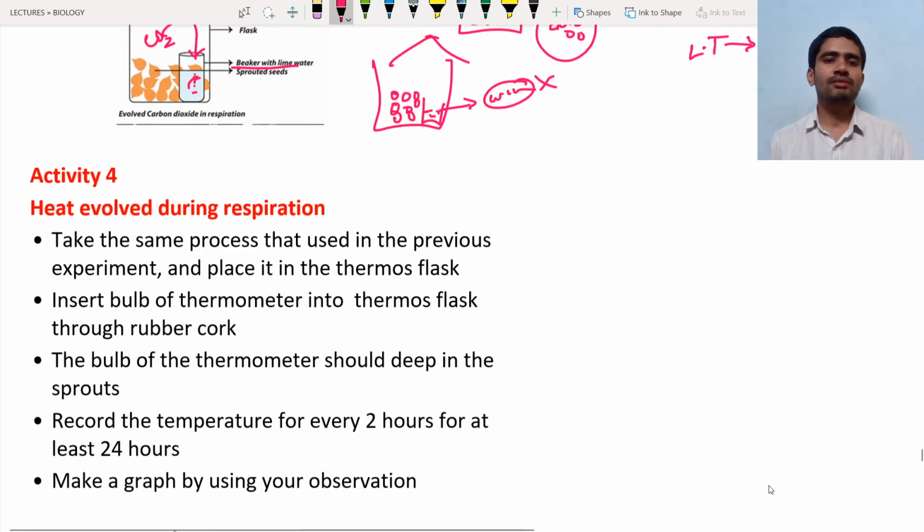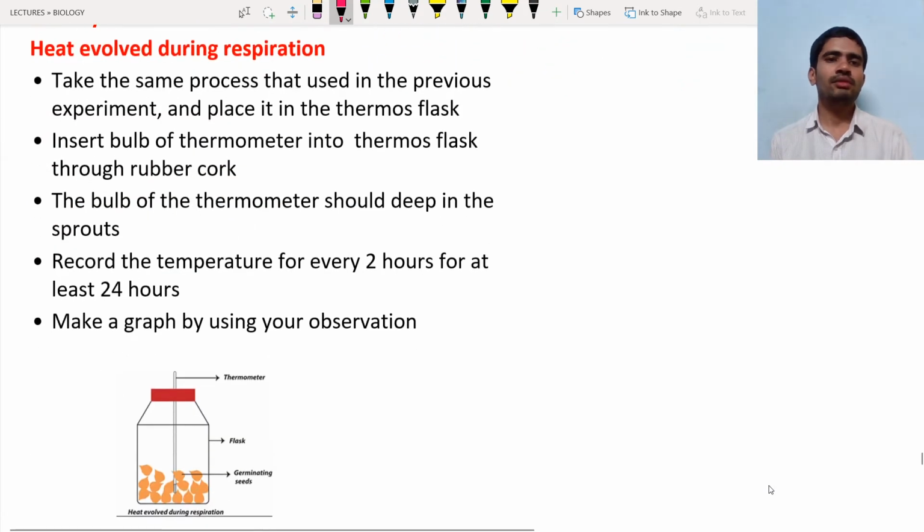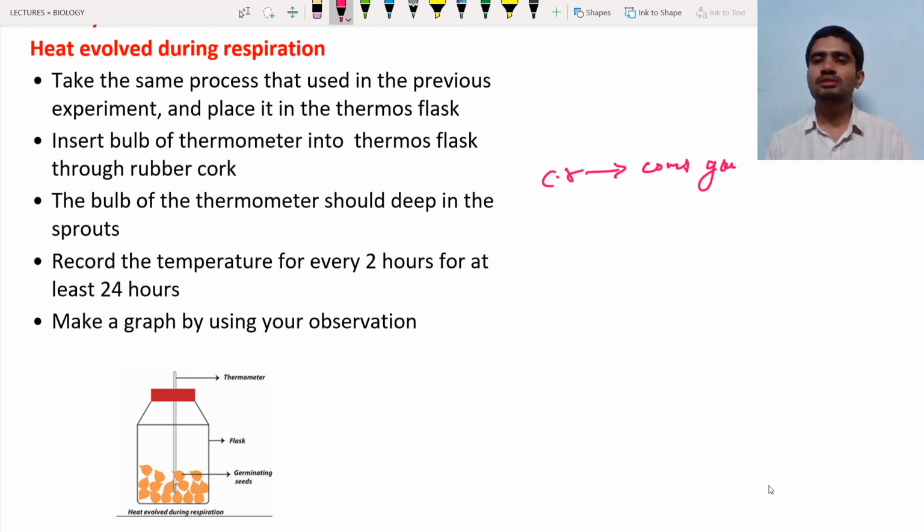And next is activity 4. In this activity, we have to show that the temperature is increased. In the previous lesson we showed that during cellular respiration there is the combustion of glucose. During the combustion of glucose there is a release of heat. The heat energy will be released during the combustion of glucose, so we have to show this heat energy in this experiment.